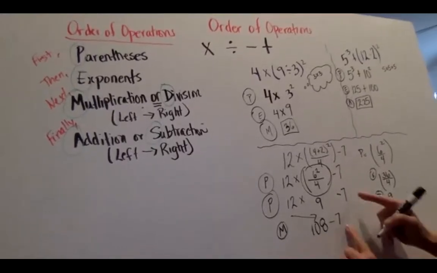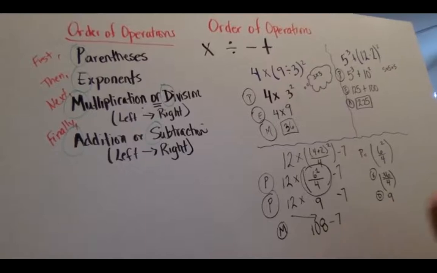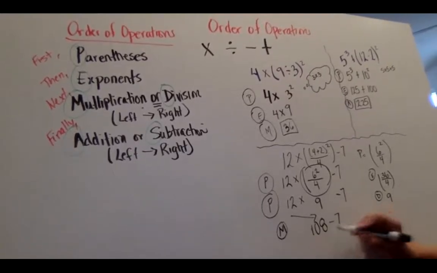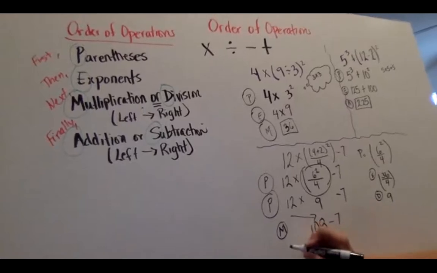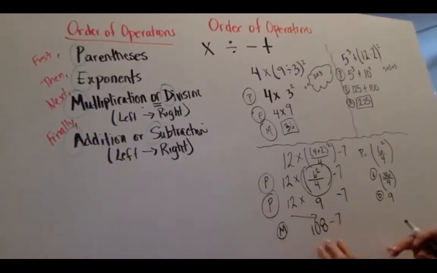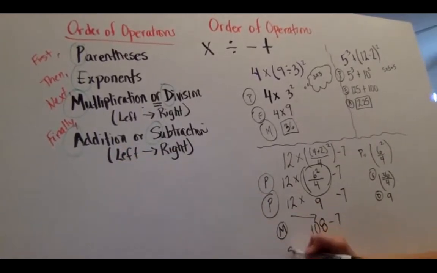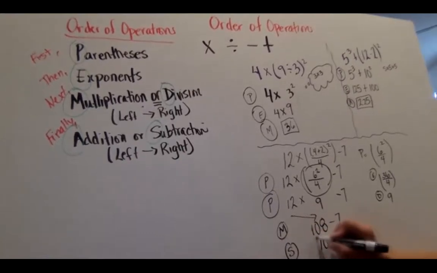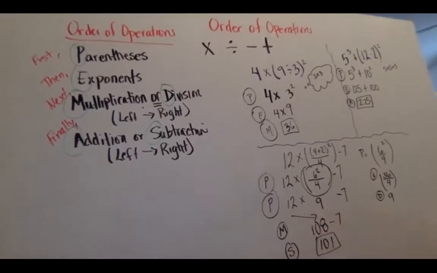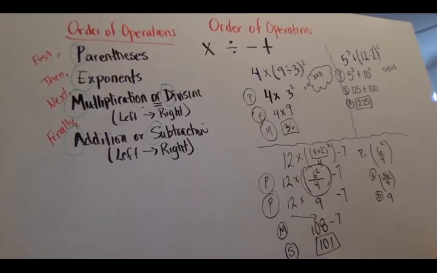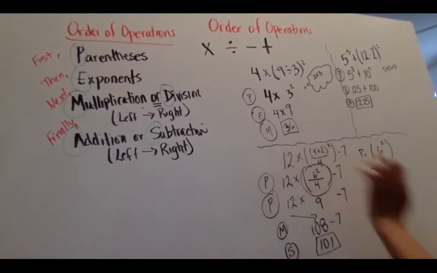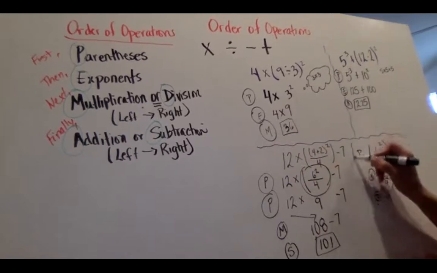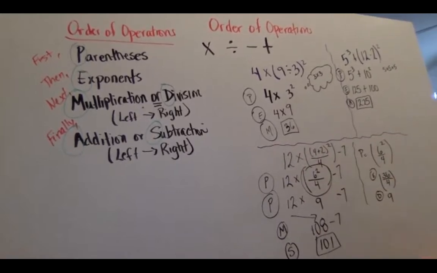So I did the multiplication. I'm going to bring down the minus 7, even though I might be tempted just to write the answer. It really took me one moment, not even a minute, to write that down. And now addition or subtraction. I don't have addition, so this one is subtraction only. 108 minus 7, 101. 101 is what simplifies this whole thing. That is the order of operations.